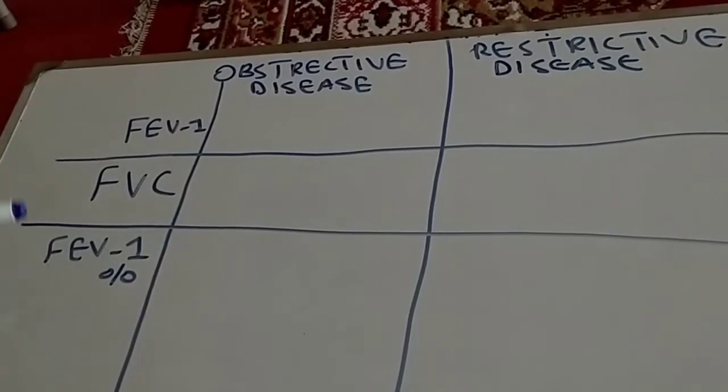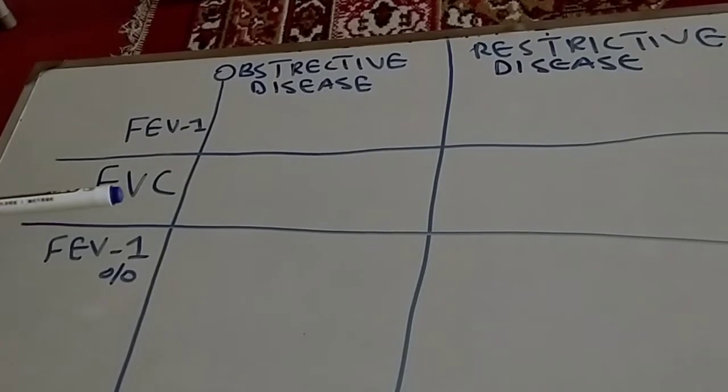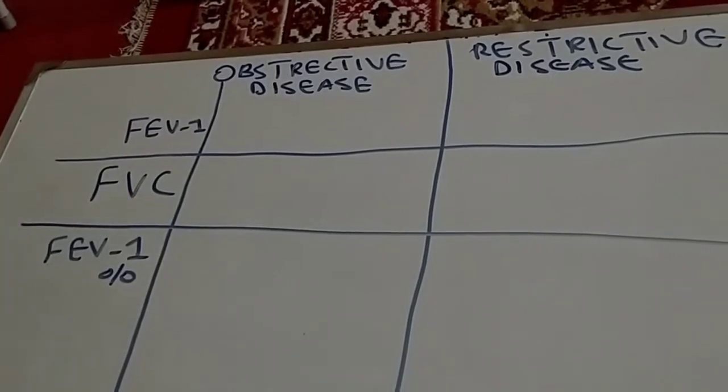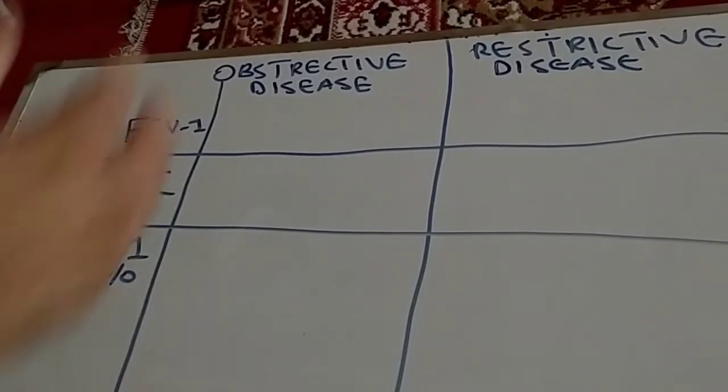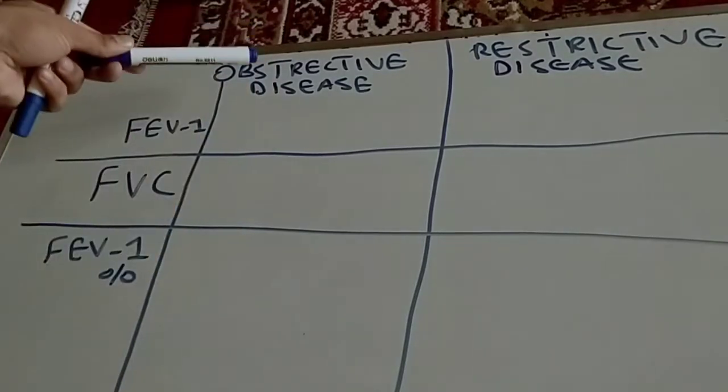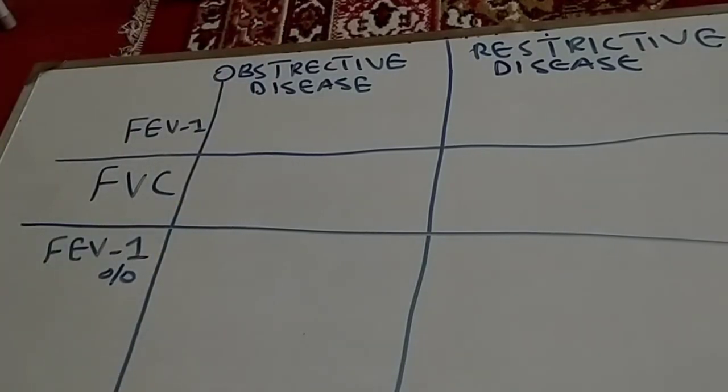Today I will be demonstrating the difference between the forced expiratory volume after 1 second, forced vital capacity, and forced expiratory volume percentage. We will be discussing the difference between the FVC and FEV in both cases, in obstructive disease and in restrictive disease.